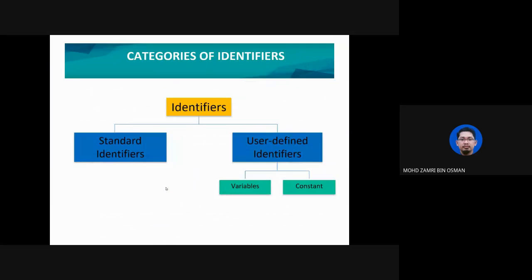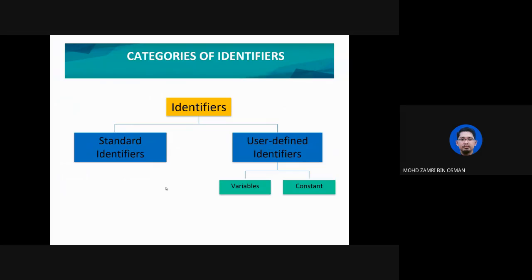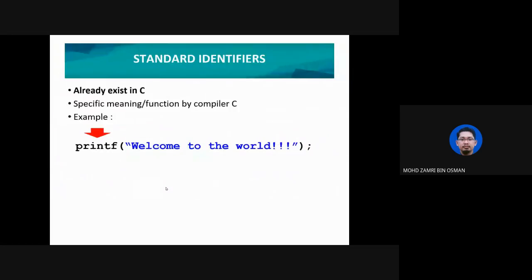So there are two categories of identifier, the standard identifier and the user-defined identifier. What is a standard identifier? Like I mentioned just now, an identifier refers to variables, functions, and also structures. One example of a standard identifier in a C program is printf. Okay, printf is a reserved word, so you should not use the printf name as a variable.